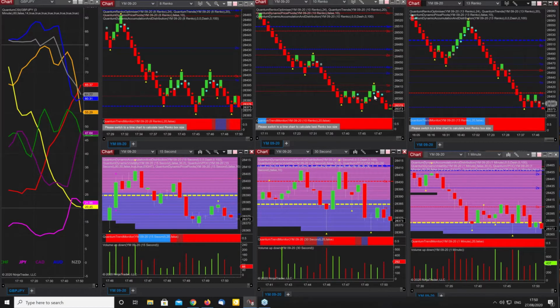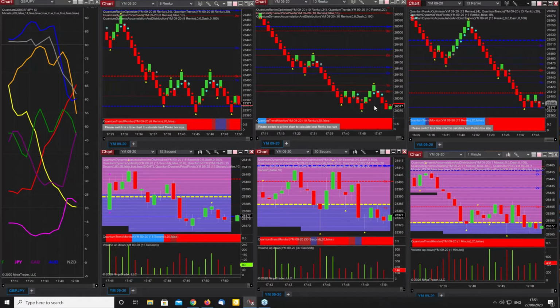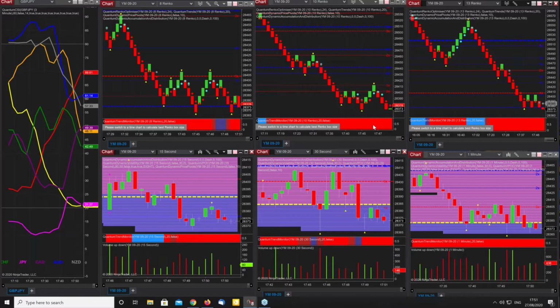And in conjunction with the trend dots, which change first because they work very close to the price action, the trend monitor, which takes a more considered view of price action. They are the perfect combination.